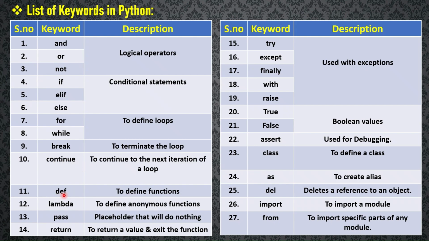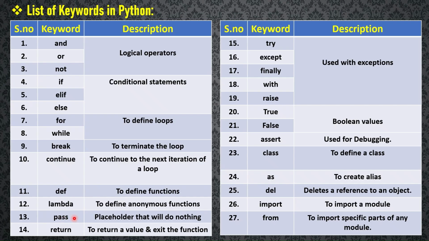And this def keyword we have already seen in our earlier sessions, where we have used it to define some functions, right? And lambda. This lambda is also used to define functions, but that function is an anonymous function. When it comes to anonymous functions, we need to use lambda. And for a normal function, we can use this def keyword.